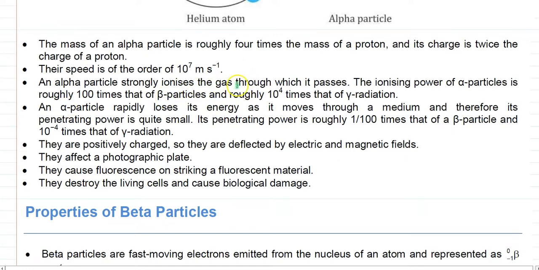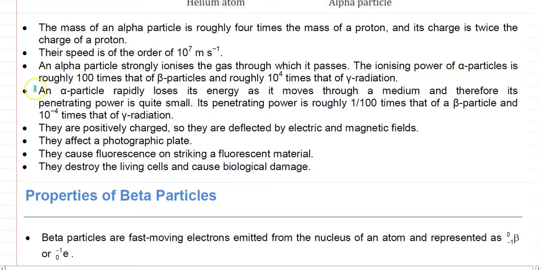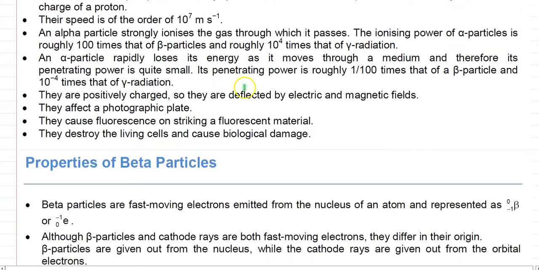The alpha particle strongly ionizes gas because it is positively charged. The ionizing power of the alpha particle is roughly 100 times that of the beta particle. The alpha particle rapidly loses its energy because it is a heavy particle, so it loses its energy rapidly as it moves through a medium, and therefore the penetrating power is quite small. As it has high mass and also larger size than beta, it has less penetrating power, roughly 1 by 100 times that of the beta particle and 10 to the minus 4 times that of the gamma radiation.